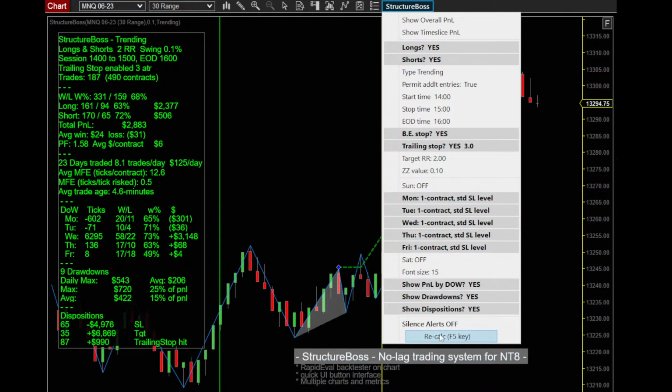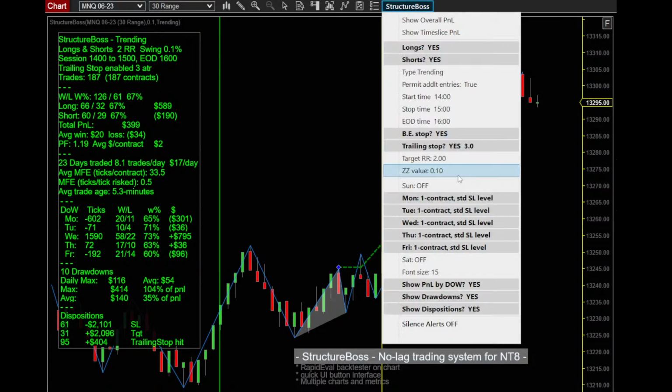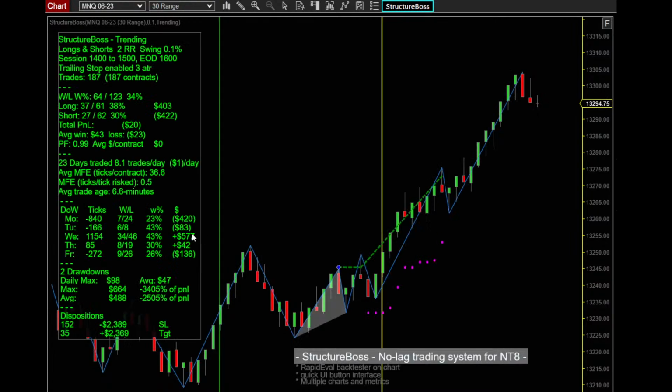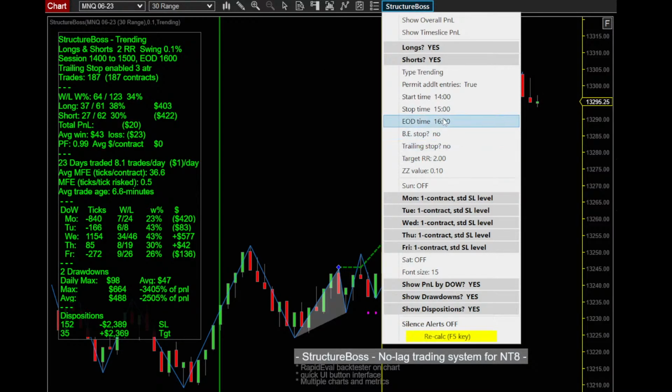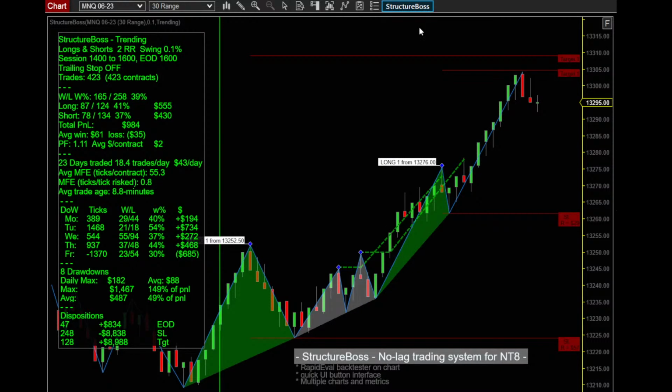Let's take a look. We'll recalculate that. And we're doing good Monday, Wednesday, and Thursday. Let's turn off our break even. See how that looks. Makes a change for the better or worse. Still doing good on Wednesday. So Wednesday is a good day to trade the system here. 1400 to 1500. I'm going to increase that back to 1600 as well. And there we go. So we've got some good numbers there.